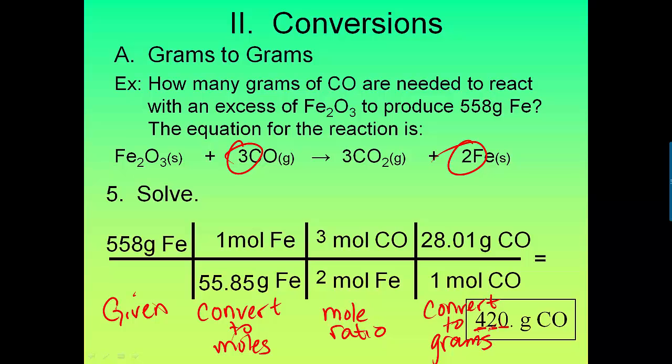Now, the best part about this is I can give you a lot of different permutations of this particular problem in class. If I give you grams, but I ask for moles of CO, then I would just leave off the very last step that converts it back to grams. If I gave you moles, then you would leave off the first step of converting to moles, and just jump straight to the mole ratio.